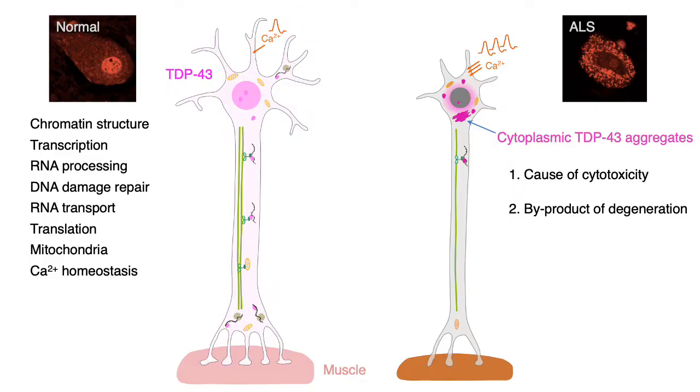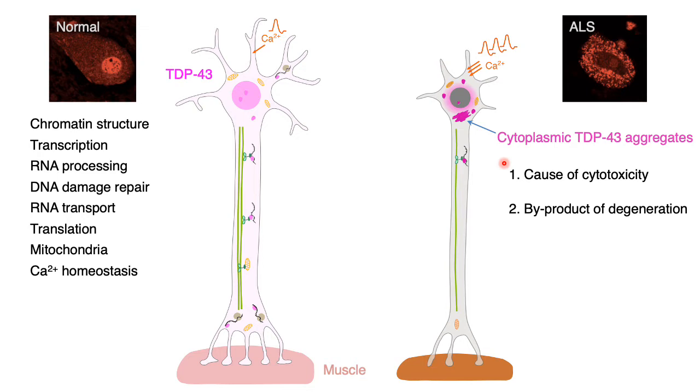In healthy cells, TDP-43 is known to regulate chromatin structure, transcription, and various steps of RNA processing, DNA damage repair in the nucleus. And in the cytoplasm, it also regulates RNA processing, transport, and translation. It also controls mitochondrial function and calcium homeostasis. So we can easily imagine that these TDP-43 functions are compromised in ALS motor neurons, where nuclear TDP-43 is lost and deposited as cytoplasmic aggregates.